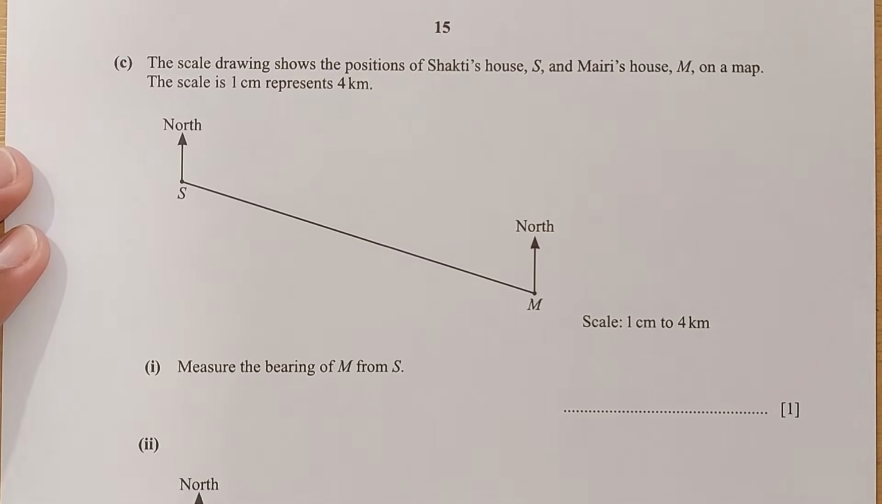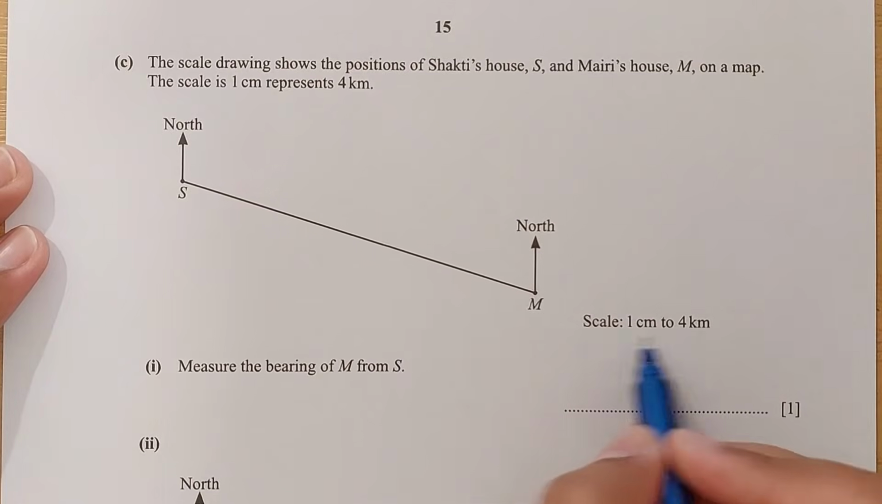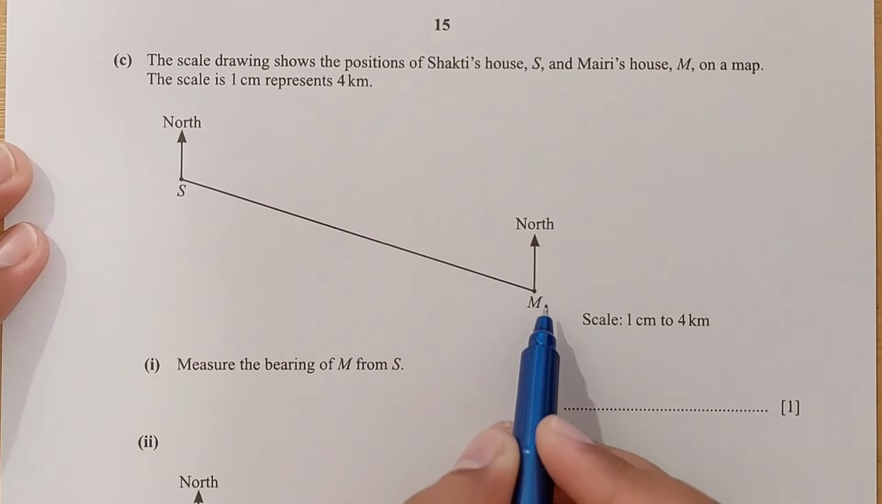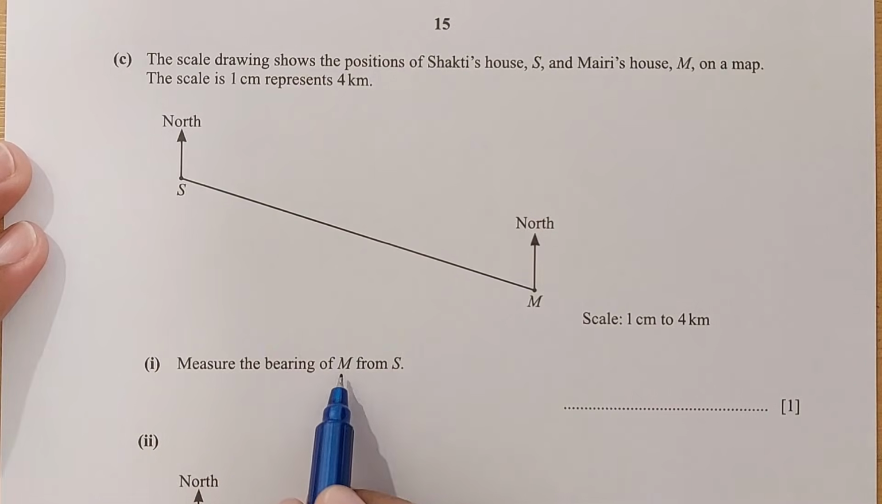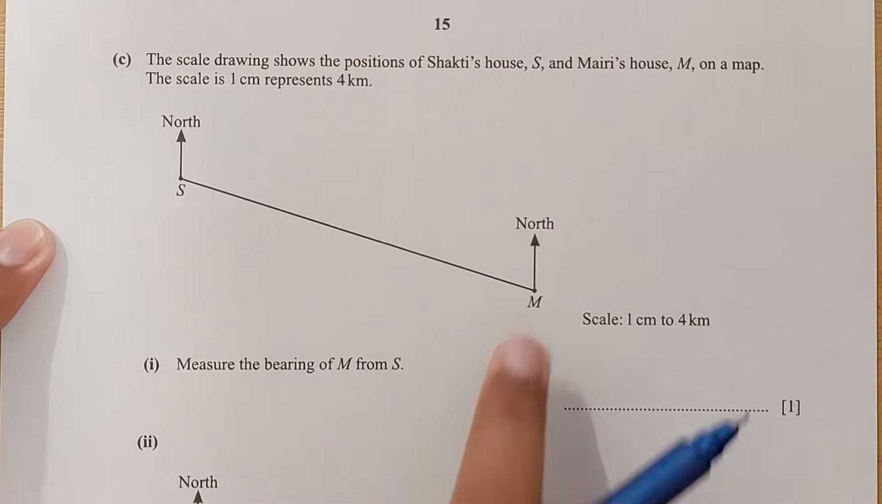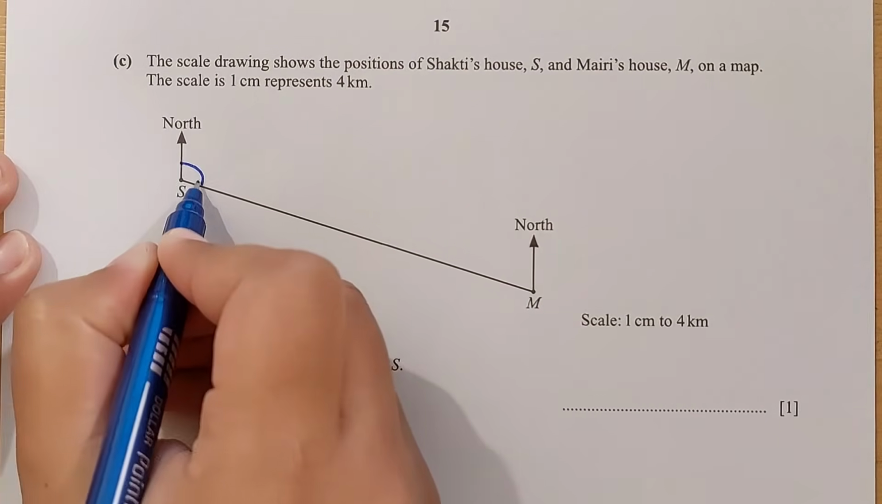Now for part C, the scale drawing shows the positions of Sakti's house S and Myri's house M on the map. The scale is 1 centimeter represents 4 kilometers. So we have given the scale. The S and the M, the north line is already drawn. Now for part 1, measure the bearing of M from S. Okay, so bearing of M from point S.